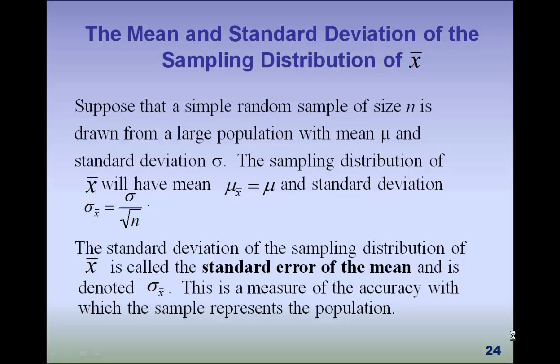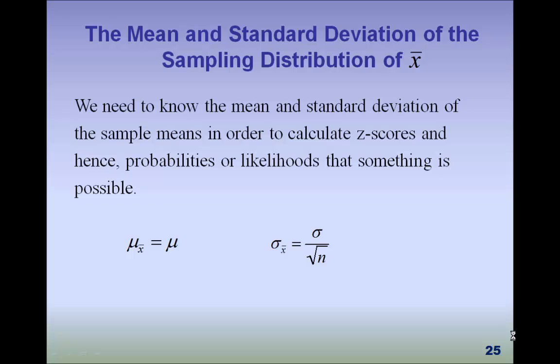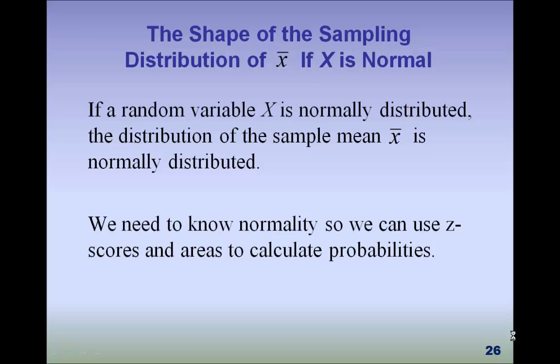So accuracy is going to be better with larger sample sizes, so you'll have to decide when you do a study how accurate is accurate enough when you decide what sample size you need to use. We need to know the mean and standard deviation of the sample means in order to calculate z-scores and hence probabilities or likelihoods that something is possible. If a random variable x is normally distributed, the distribution of the sample mean x bar is normally distributed. We need to know normality so we can use z-scores and areas to calculate the probability.